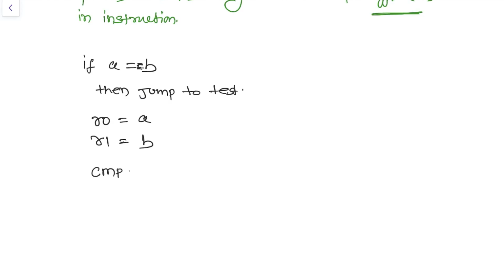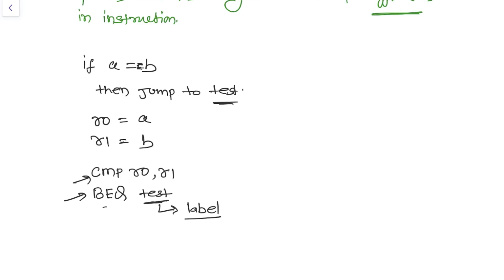We can write the instruction CMP R0, R1. Now it will compare R0 and R1. If they are equal, then it will set the Z flag to 1. So now the comparison has been done. After this, we can say BEQ test, branch if equal to test. This test is a label where our assembler or compiler will go after this comparison and execution of the branch instruction.